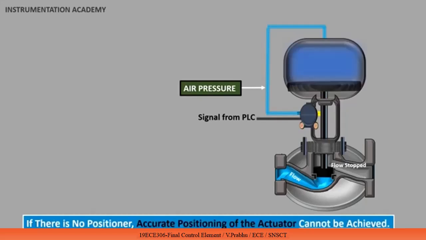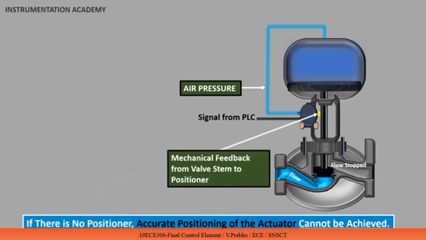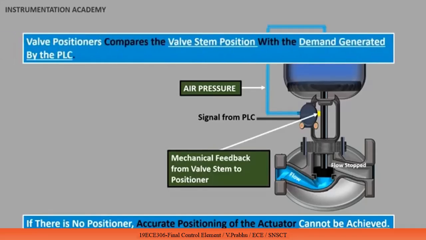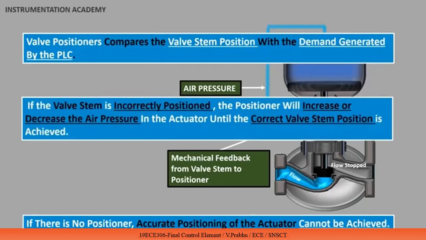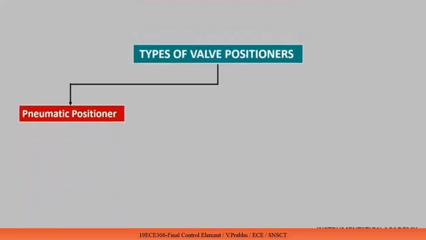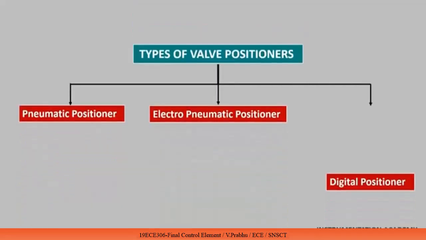A valve positioner will have a mechanical feedback from the valve stem, which will inform the valve positioner about the exact position of the valve stem. The valve positioner compares the valve stem position with the demand generated by the controller like PLC. If the valve stem is incorrectly positioned, the positioner increases or decreases the air in the actuator until the correct valve stem position is achieved. There are mainly three types of valve positioners: pneumatic positioner, electro-pneumatic positioner, and digital positioner.